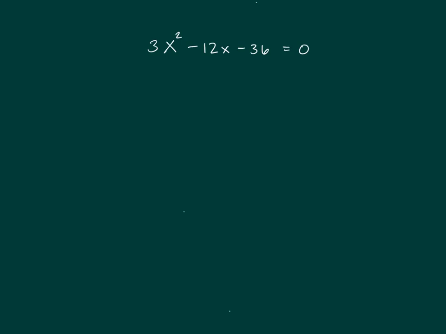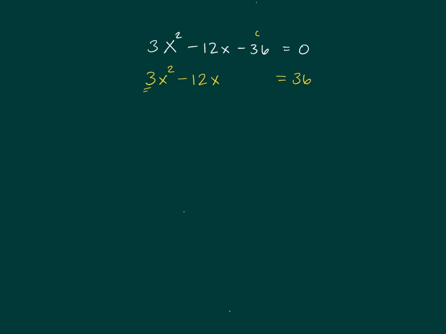So here, we're going to do what we normally do, and we're going to move c to the other side. So we have 3x squared minus 12x equals 36. Now, normally we take half of b and then square it. But the only time that works is when a is 1. So we need to remove that a term, so we just have a normal x squared.